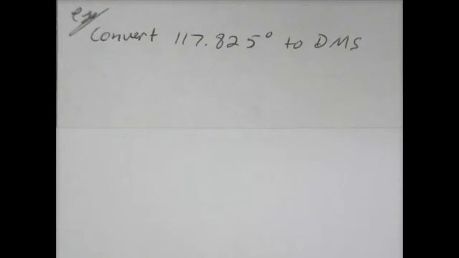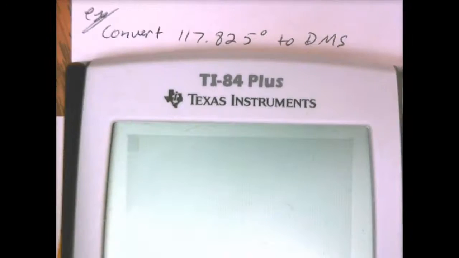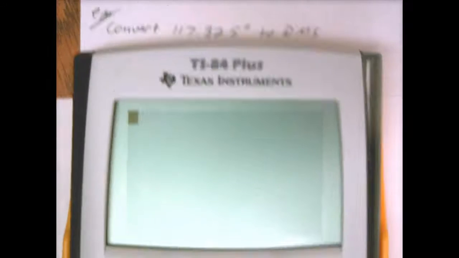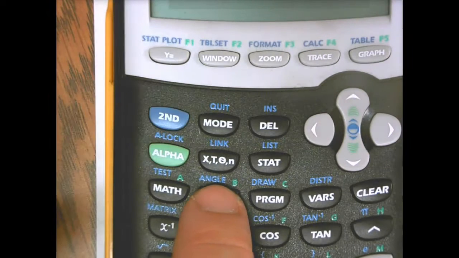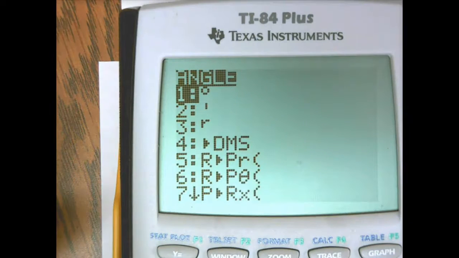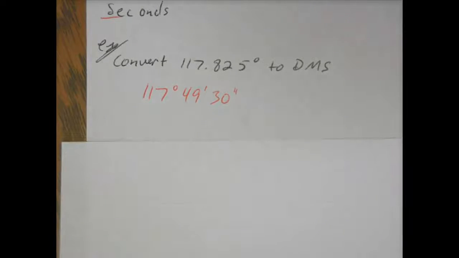So you may see an example like so. Convert this angle to DMS. Well, all we need to do is use our calculator. I'll zoom out a little bit so you can see this. Zooming in. There we go. So I'm going to enter 117.825, just enter it exactly how I see. And I want to convert it. So under angle, if you hit second angle, it will take you to this screen. And number 4 says 2DMS, so 2DMS. Hit enter and copy the answer. Literally as simple as that. And there would be your solution.